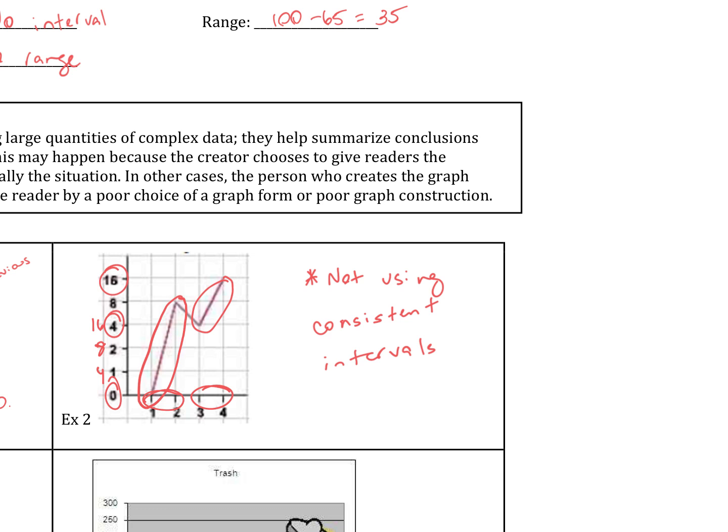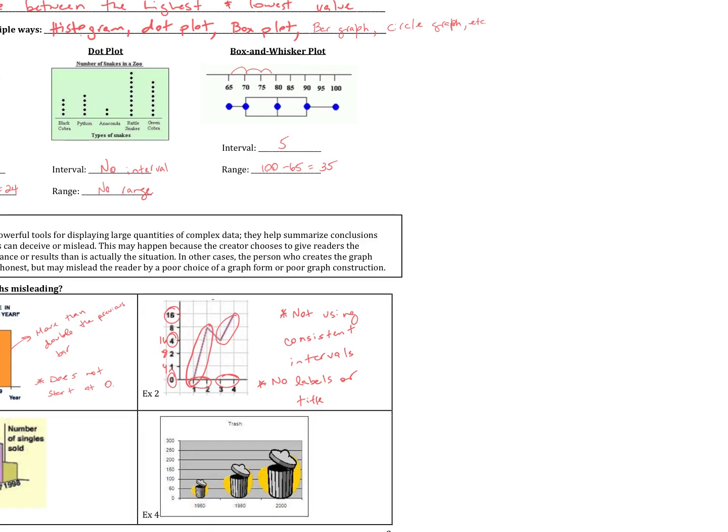So by not using the same intervals, they are making it seem like it's significantly steeper between the first two on the y-axis. Now, the other thing that can be misleading is that there are no labels or title. We don't even know what this graph is about, and it made it kind of hard to analyze. So with misleading graphs, when you don't have those labels listed, it can be very deceiving. All right, let's take a look at the next one.